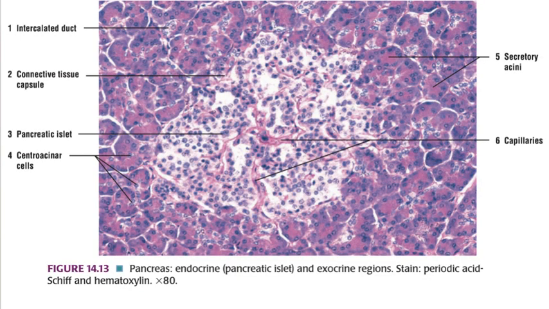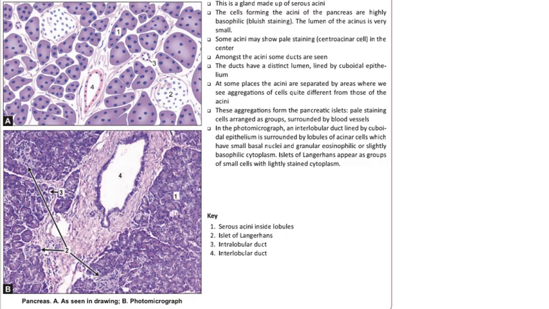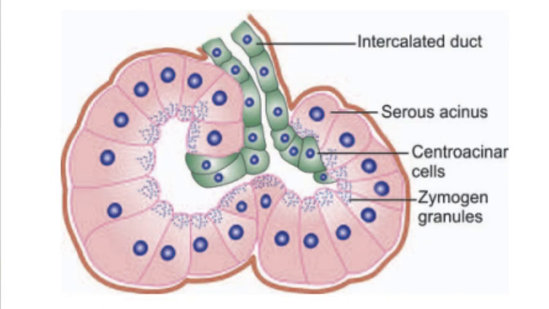Okay, so you can see this is a periodic acid Schiff stain. You can see the pancreatic islet over here, the intercalated duct, and the connective tissue capsule surrounding the pancreatic islet. Centroacinar cells are in the middle, and then we have the secretory acini, and of course, a numerous capillary network. This is a simpler form of pancreas. This picture you've seen before.